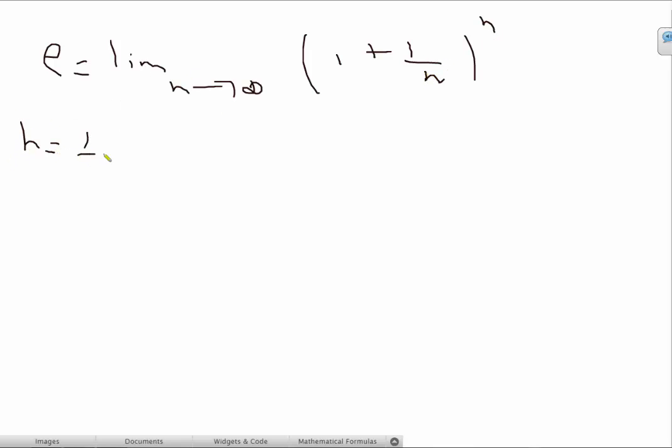Alright, so we know that e is defined as the limit as n approaches infinity of the expression (1 + 1/n)^n. So now let's make a substitution here. Let's say that h equals 1/n. And so if n approaches infinity, what will h approach? Well, if you divide 1 by any really big number, you're getting closer and closer to 0. So we can say that h tends to 0 as n tends to infinity.